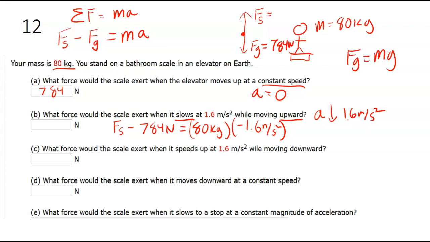So when I multiply 80 times negative 1.6, I'm going to get negative 128. But I'm also going to add 784 to both sides. And that gives me an end result of 656 newtons. That should make sense because if my acceleration is downward, I would expect to have a net force downward, which means my downward forces are stronger.